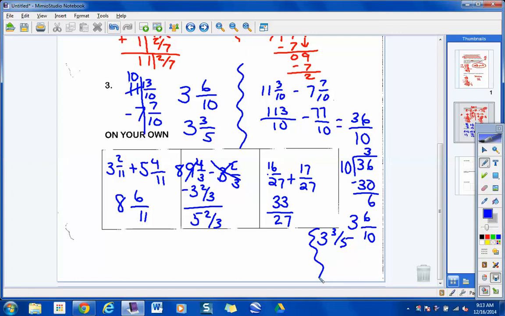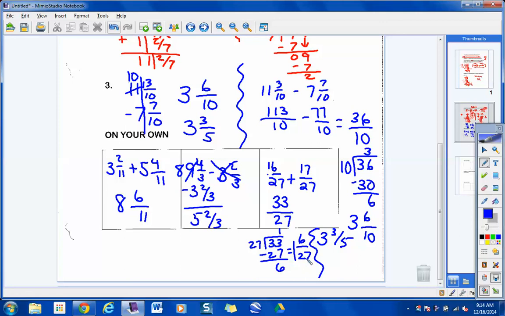If I go 33 divided by 27, one time you said, right? Yep. My remainder is 6. So I have 1 and 6/27. I have 1 and 6/27.